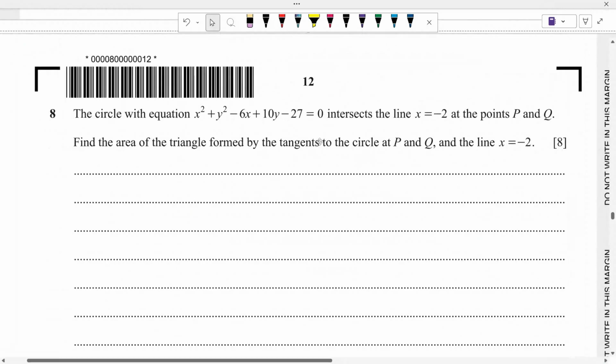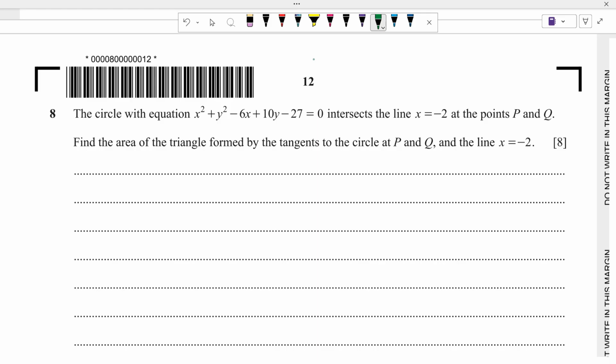Okay, we are going to start question number 8. The circle with equation x squared plus y squared minus 6x plus 10y minus 27 is equal to 0 intersects the line x is equal to -2 at the points P and Q. Find the area of the triangle formed by the tangents to the circle at P and Q and the line x is equal to -2.